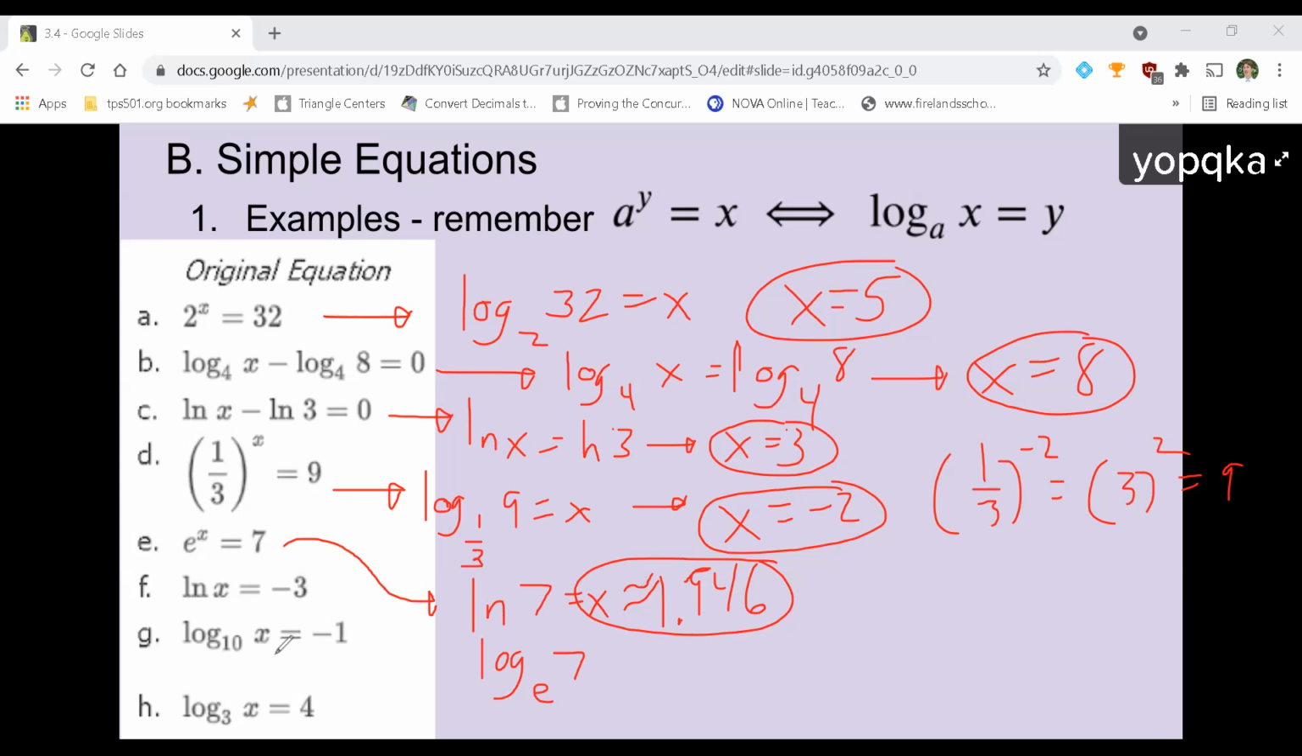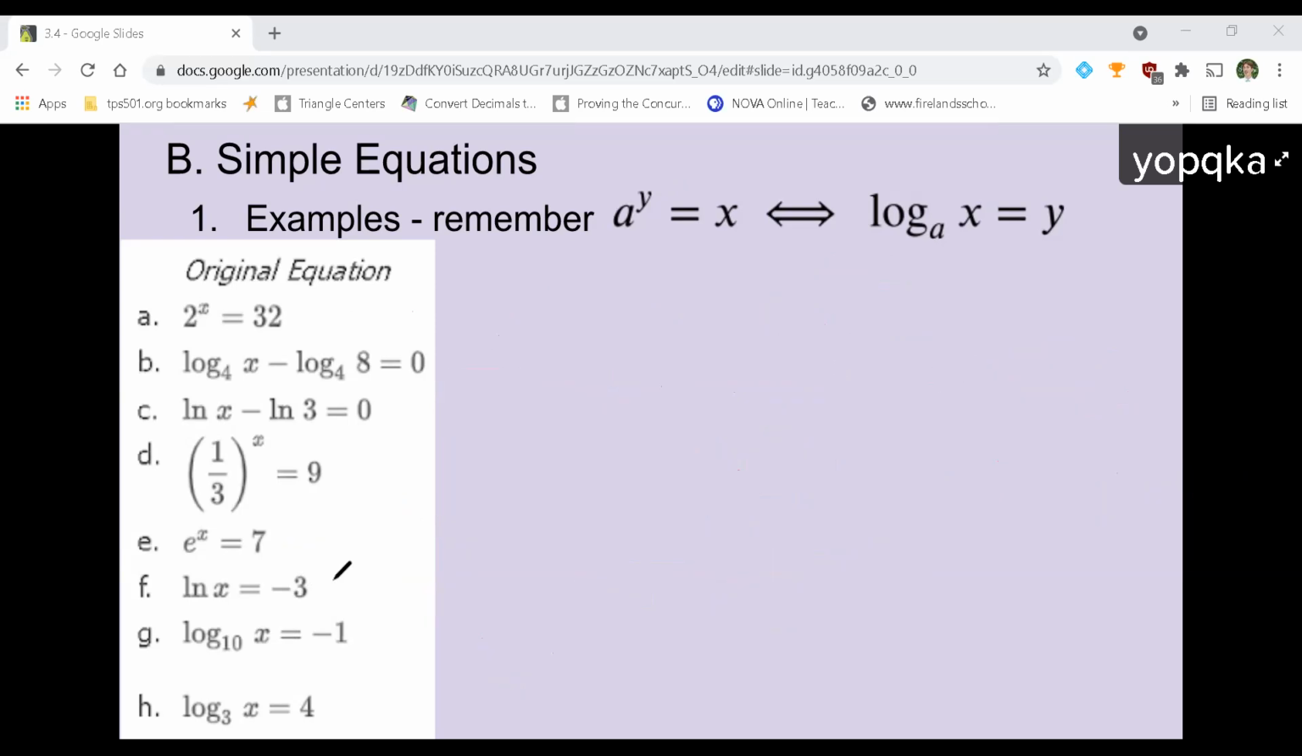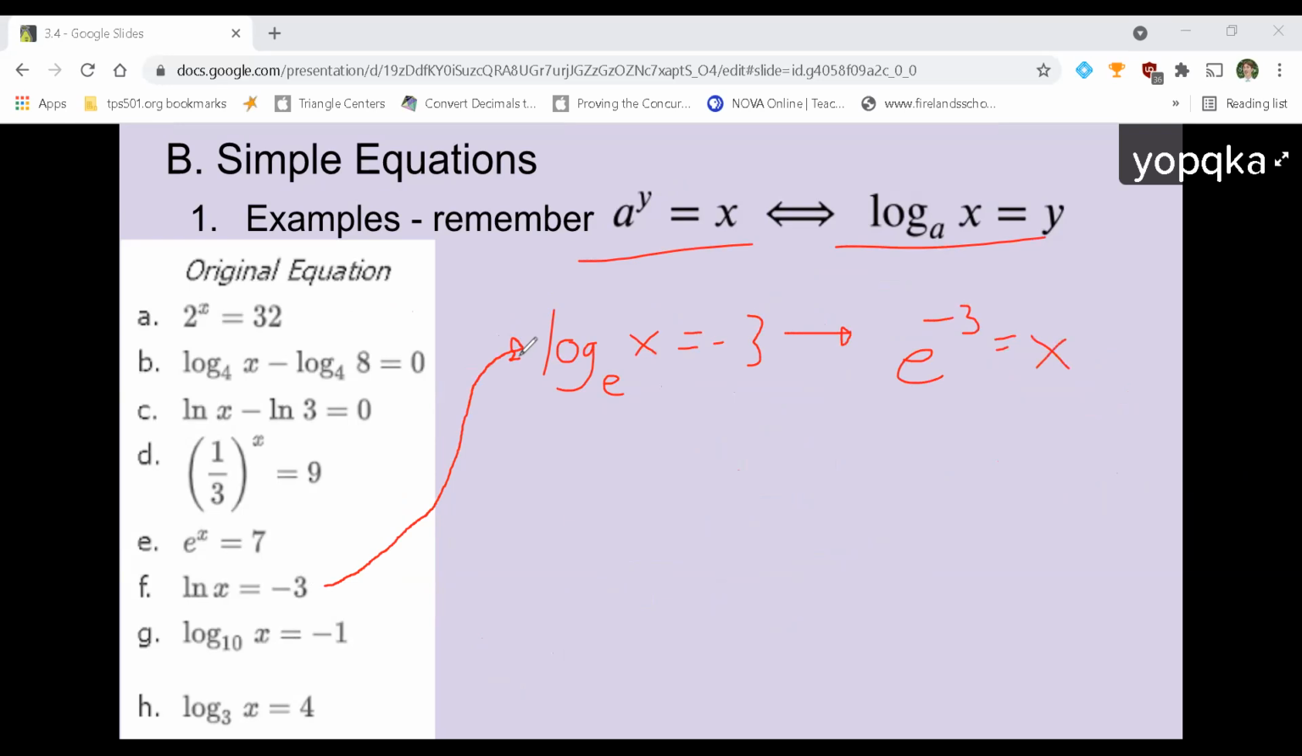Okay, for the last 3, we're just gonna do the reverse. They're written as logarithms, we're gonna change them to exponentials, and that'll give us our answer. So for this one, again, that's the same thing as log base e of x is -3. So if I switch that using my rule, that means e to the -3 is x. And again, you'll need a calculator for that. e to the -3 is 0.0450 actually.